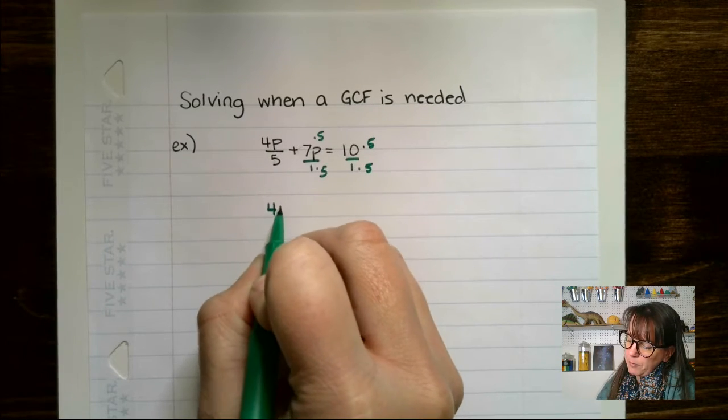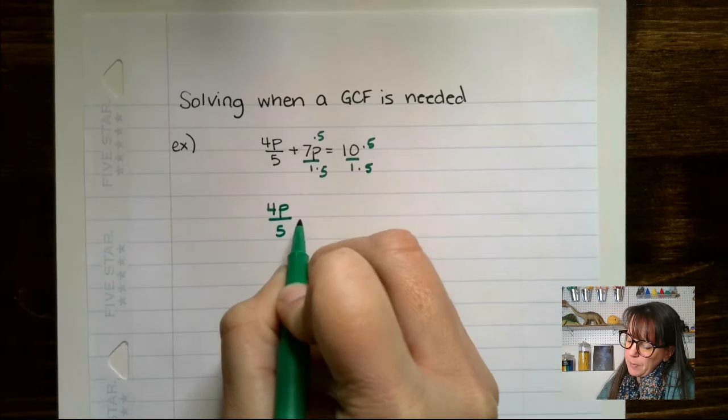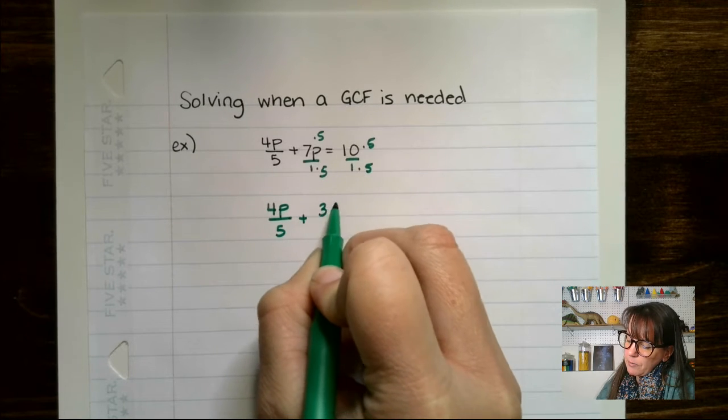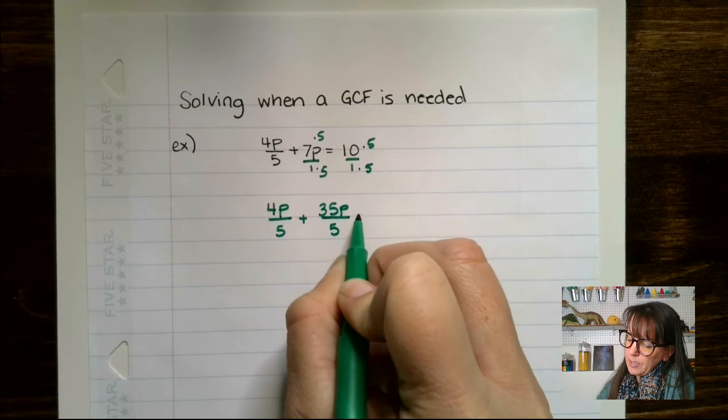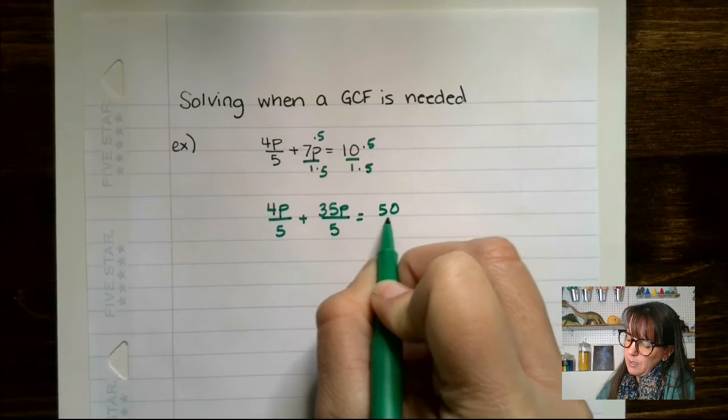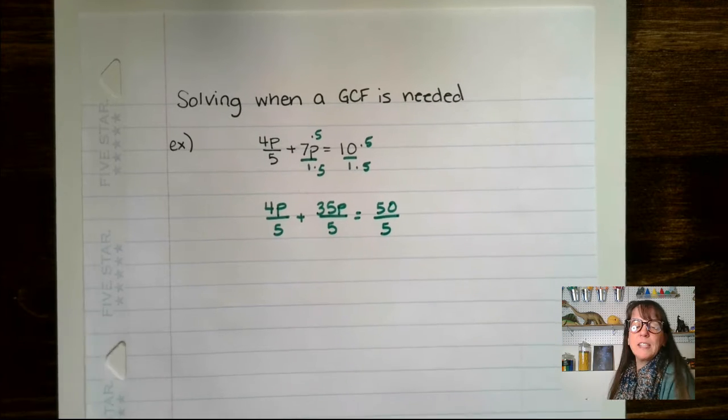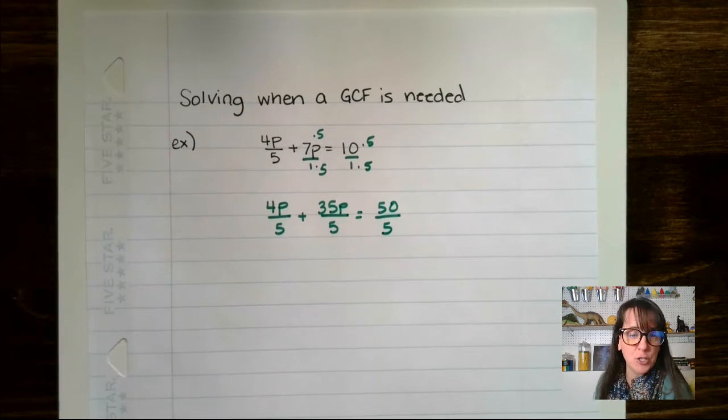All right, let's rewrite this guy. We have 4p over 5 plus 35p over 5 equals 50 over 5. Okay, so all of our chunks now are fractions.